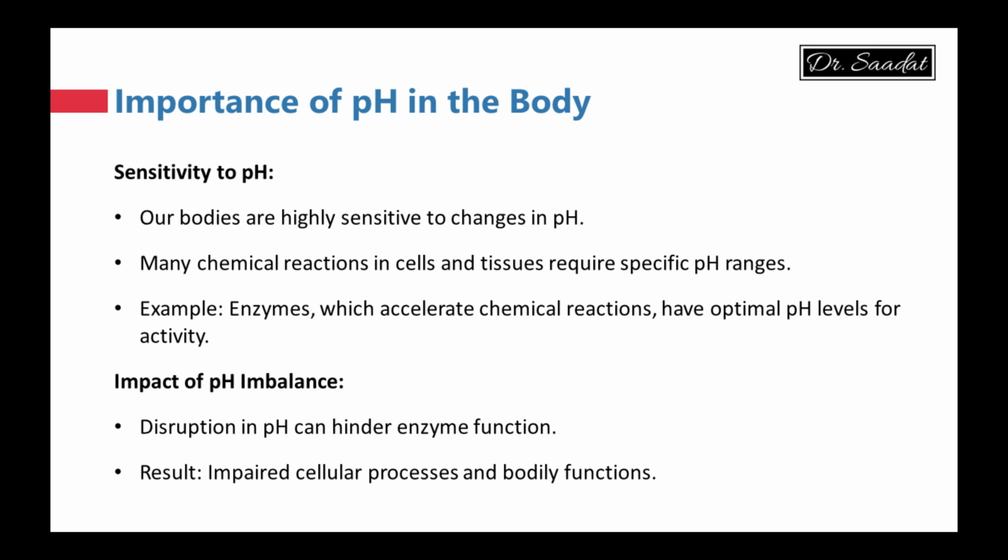For example, enzymes, agents that help speed up chemical reactions in our bodies, have specific pH levels at which they work best. If the pH is too high or too low, these enzymes may not work properly, and our bodies can't function the way they should.